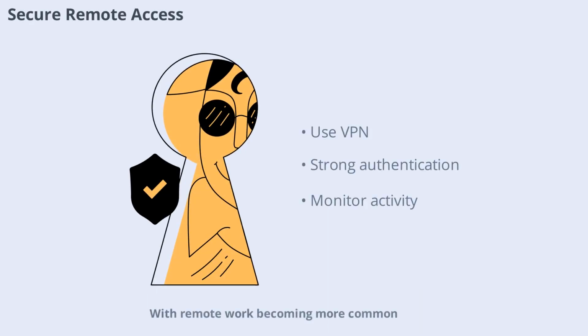With remote work becoming more common, securing remote access to your network is vital. Use VPNs, strong authentication, and encrypted connections for remote workers. Limit remote access to only those who need it and monitor for unusual activity. By securing remote access, you protect your network from external threats while supporting flexible work arrangements.